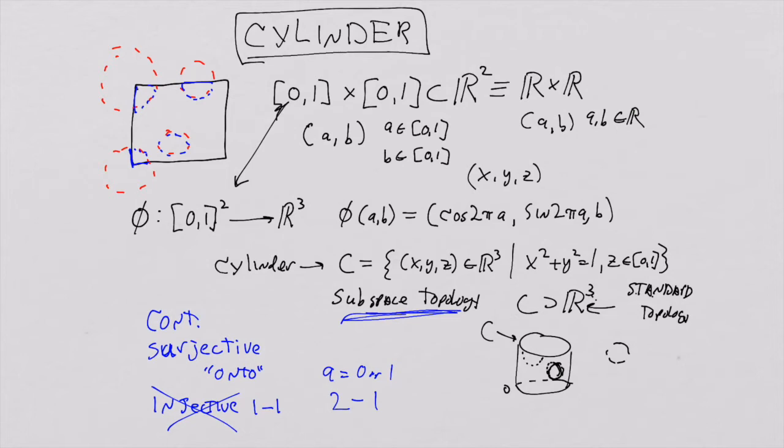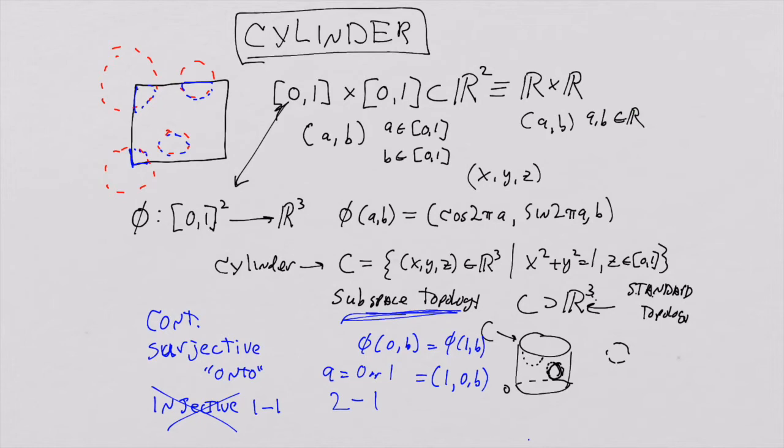So that's too bad, right? I guess the way to write this, by the way, is phi of (0, b) equals phi of (1, b), right? And that's just simply 2-to-1, which by the way equals the triplet (1, 0, b). Okay, so that's just a 2-to-1 mapping.